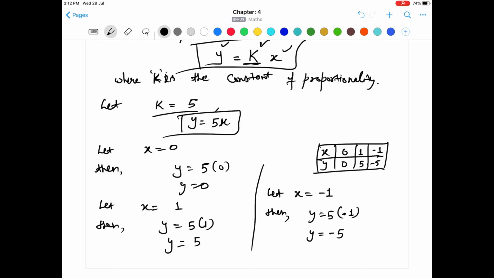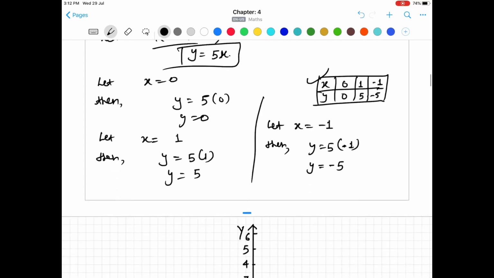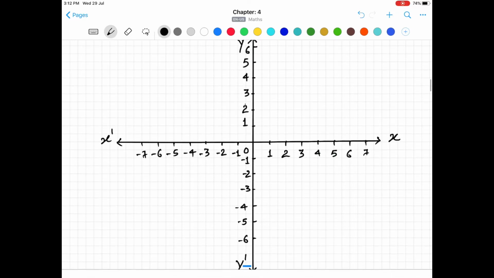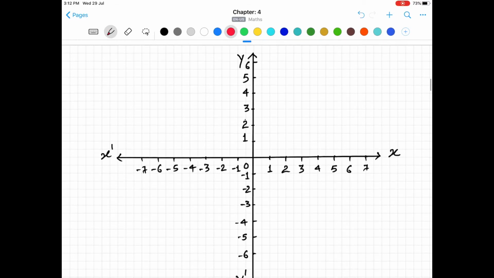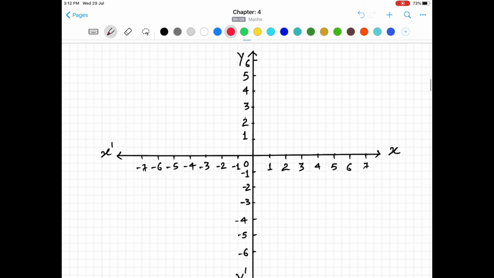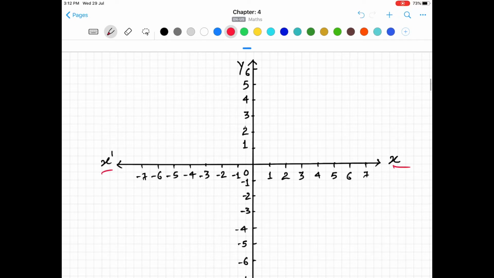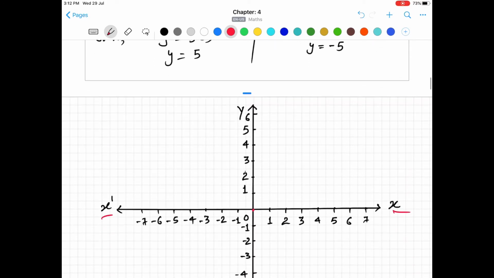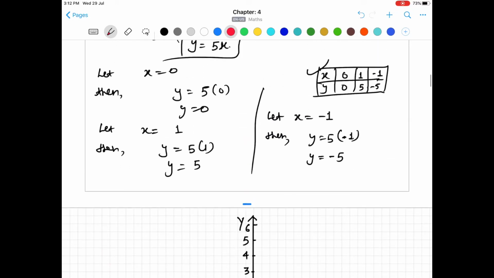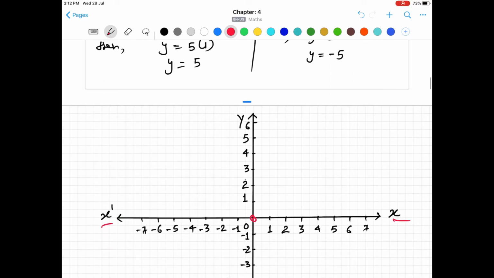Now with these values, we will plot the points on the graph paper. I have already marked the axes on the graph paper, so I'll directly mark the points. We have the x axis, x bar, y and y bar. The first point, x 0 and y 0, will be at the origin. So let's circle it. Next, x is 1 and y is 5. Again we start from the origin. As x is 1, we come one place here, and as y is 5, we go 5 places upward.